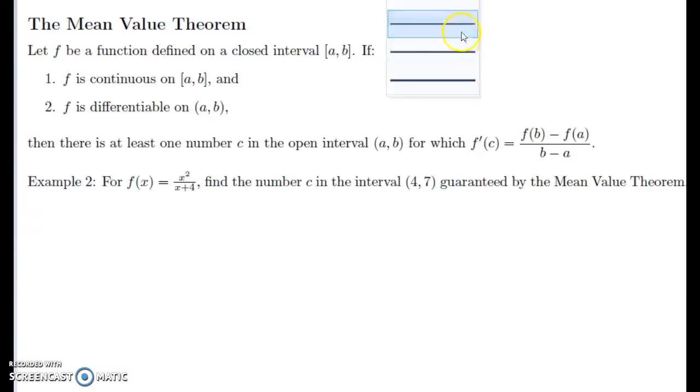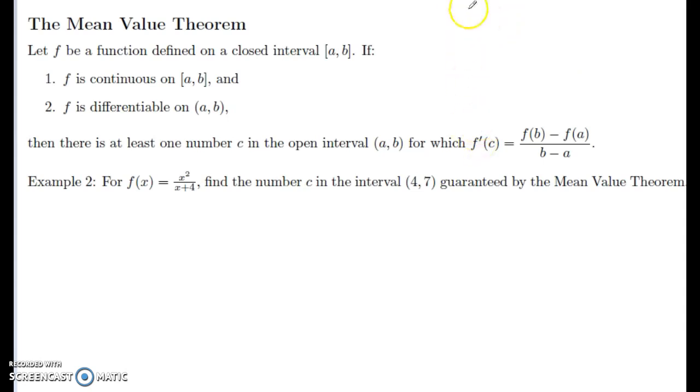The mean value theorem is a generalization of Rolle's theorem. It tells us that all we need is f is continuous and differentiable. We will have our result such that f prime of c will equal f of b minus f of a divided by b minus a. And this is the slope of the secant line.